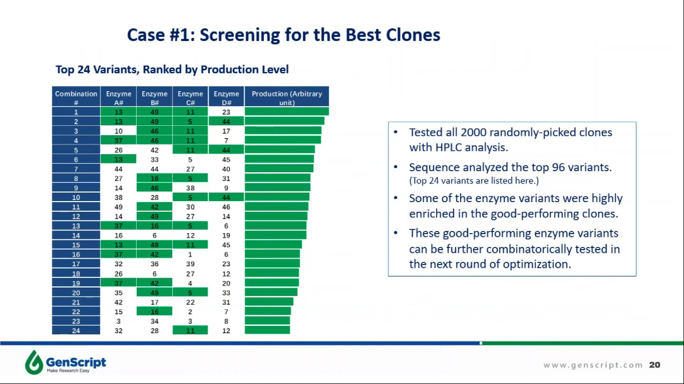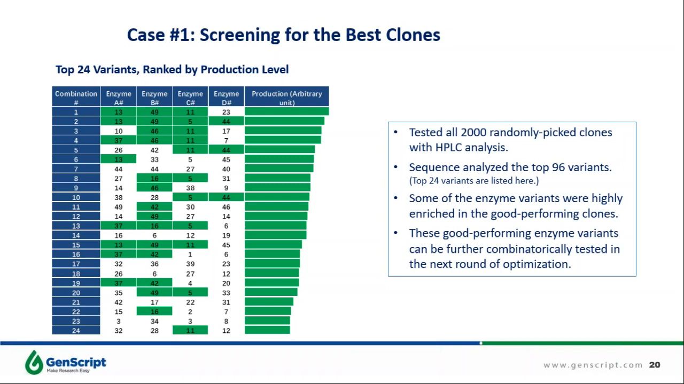Our customer transformed the isolated plasmids into the producing host, performed high-throughput fermentation, and used chromatography to analyze the performance. They acquired some variants with significantly improved efficiency. The combinations of the enzymes from the top 24 variants are listed here. As can be seen, some of the enzyme variants, the green enzymes in the figure, were highly enriched in the good performing clones, especially for enzyme B and enzyme C.